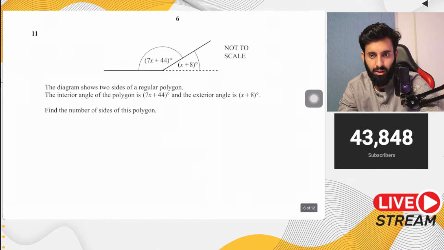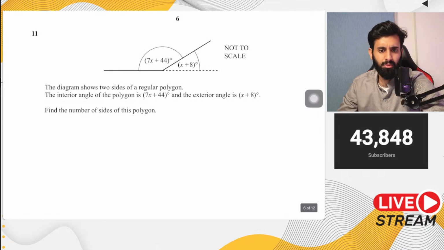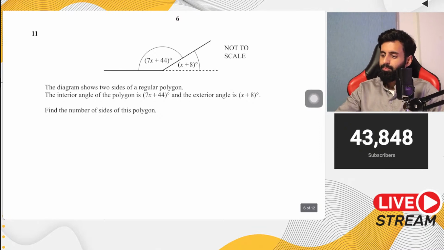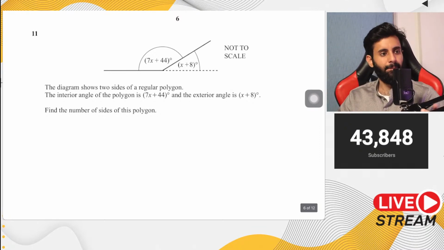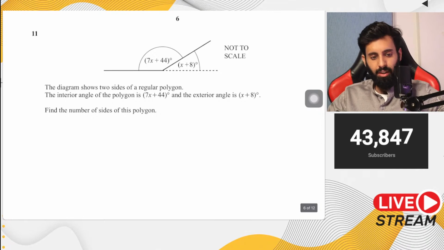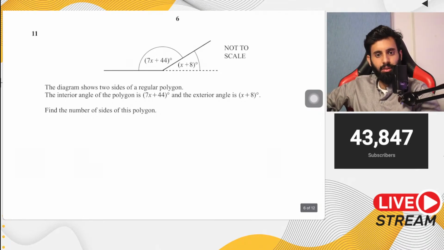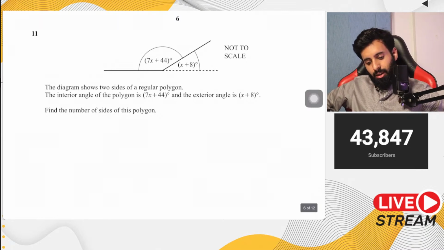X equals 16. Is that the case? Are you sure about that? You might want to recheck. 15. Okay, 15 sides. Yeah, that might make sense.